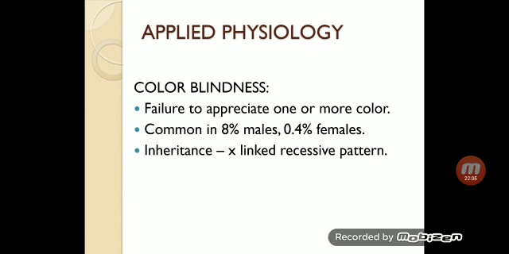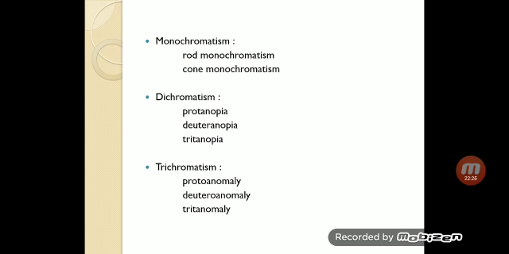The color vision can be tested by Ishihara's color charts, colored wool, Edridge-Green lantern. The applied physiology of color vision is color blindness. It is failure to appreciate one or more colors, common in 8% males and 0.4% females. The inheritance pattern is X-linked recessive pattern. The color blindness can be of three types, that is monochromatism, dichromatism, trichromatism.